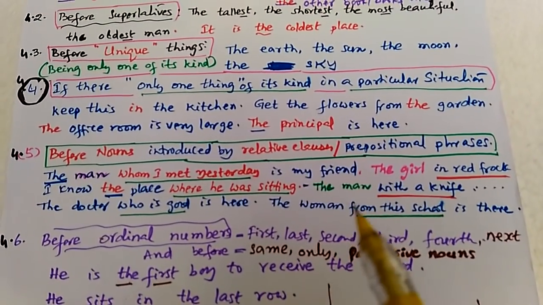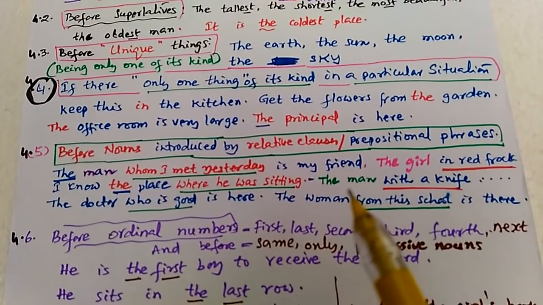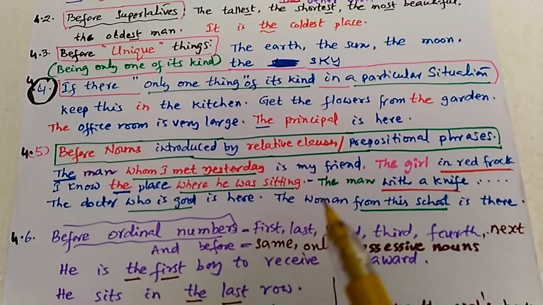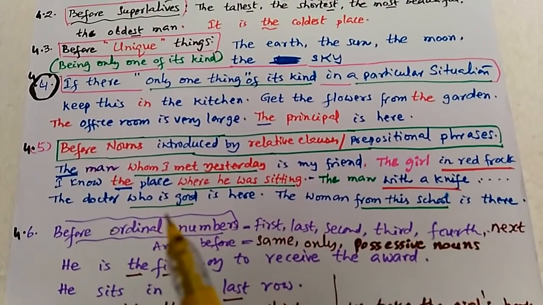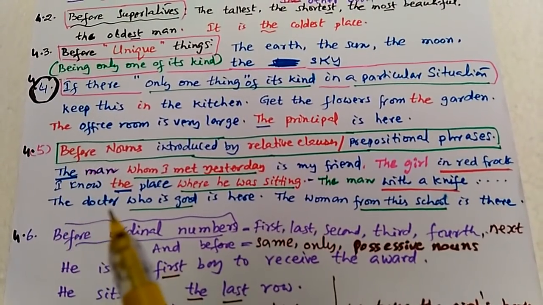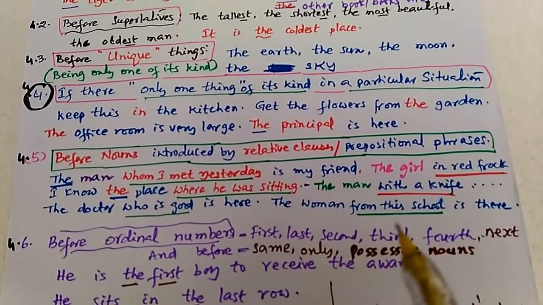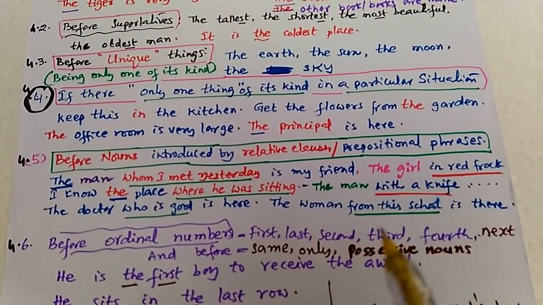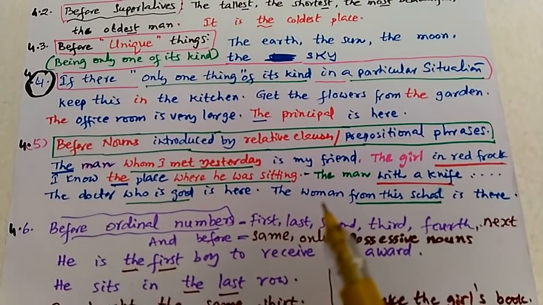And like that, the man with a knife. With a knife is a prepositional phrase, and before that a noun is there, and before the noun we have to use the. And the doctor who is good is here. Who is good is a relative clause, so we have to keep the before this noun doctor. And the woman from the school. From this school is a prepositional phrase, and so we have to write the before this noun woman.